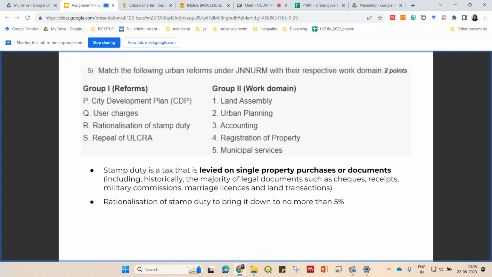Then we have the rationalization of the stamp duty. So stamp duty is a tax that is levied on single property purchases or documents. This can include things like legal documents, checks, receipts, military commissions, marriage licenses, land transactions, etc. So what the JNNURM proposes is that the stamp duty should be rationalized and brought down to no more than 5%. So this is what the rationalization of the stamp duty refers to.